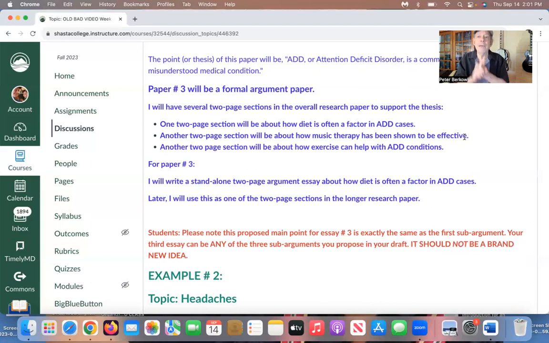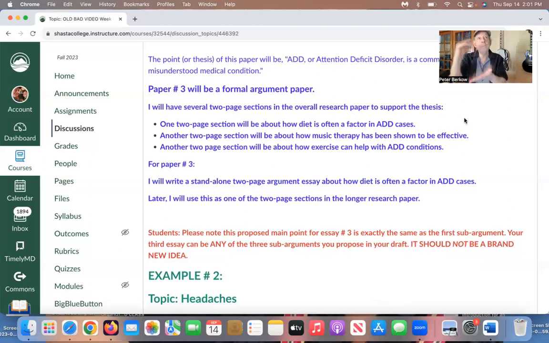One is just to think of them as chapters in the longer paper, okay? Discrete 2 page chapters, and each one, you can call those chapters, can be a sub-argument, and a sub-argument is really just a reason to agree with the overall thesis. Now, what's our thesis? That we don't need prescription drugs. Here are some reasons to agree with that. One is that diet is often a factor in ADD cases.